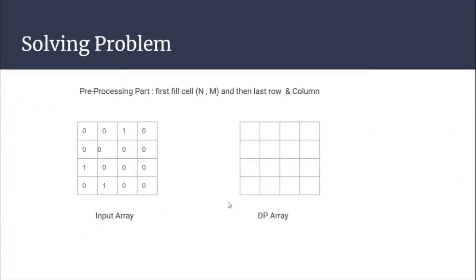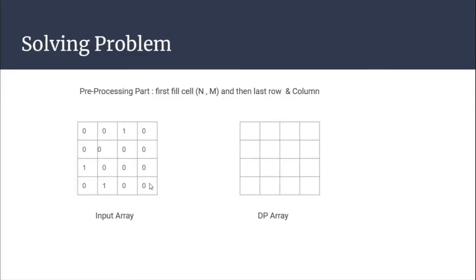So suppose this is the example problem. Here is the input array. As you can see, we have to start from this point and we have to go to this point, and there are 3 obstacles in these 3 cells. Now we have to count the total number of unique paths starting from starting point to terminating point.